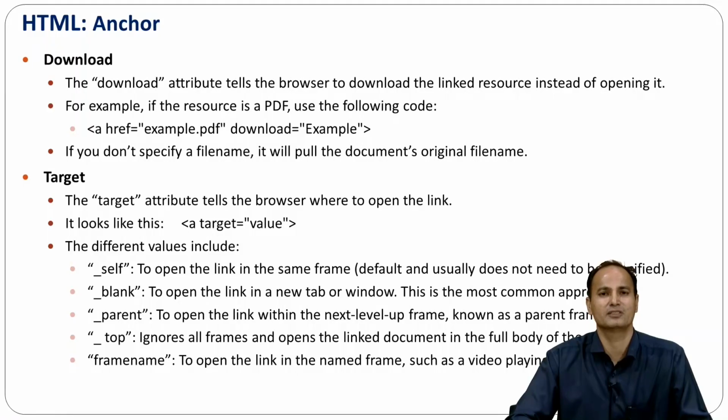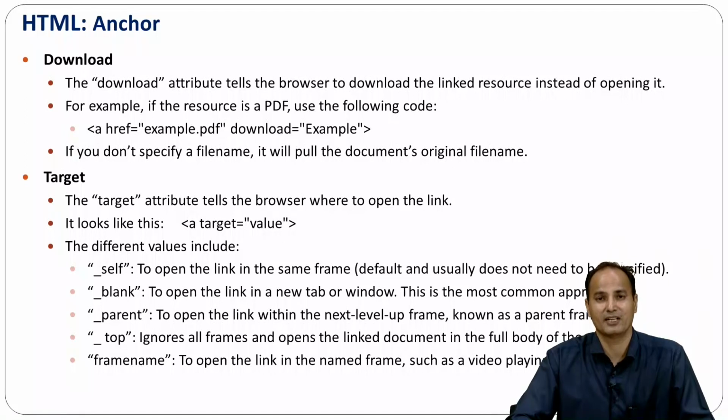The next attribute is download. The download attribute tells the browser to download the linked resource instead of opening it. So once you have provided a download attribute, then the specified document is going to be downloaded instead of opening in a window. So simply you need to provide download is equal to the document to be downloaded. You can specify any values.